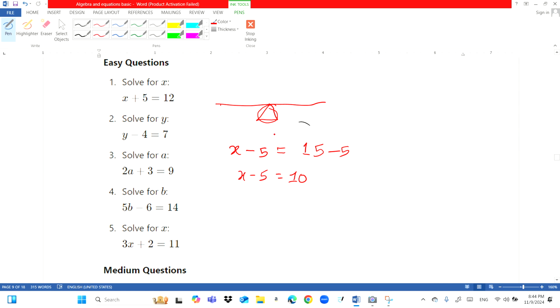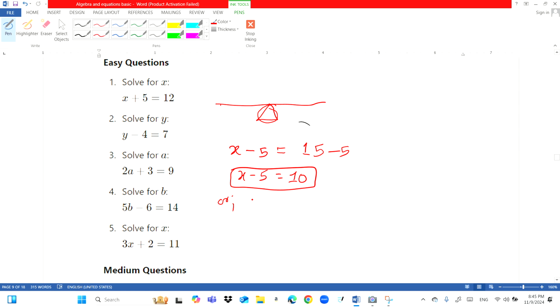For example, if you have a question, this one is a question, and I have to solve this: x minus 5 equals 10. How am I going to solve this? Another reminder: if you have an equals to, whenever you see an equation, always remember to write "or" here.